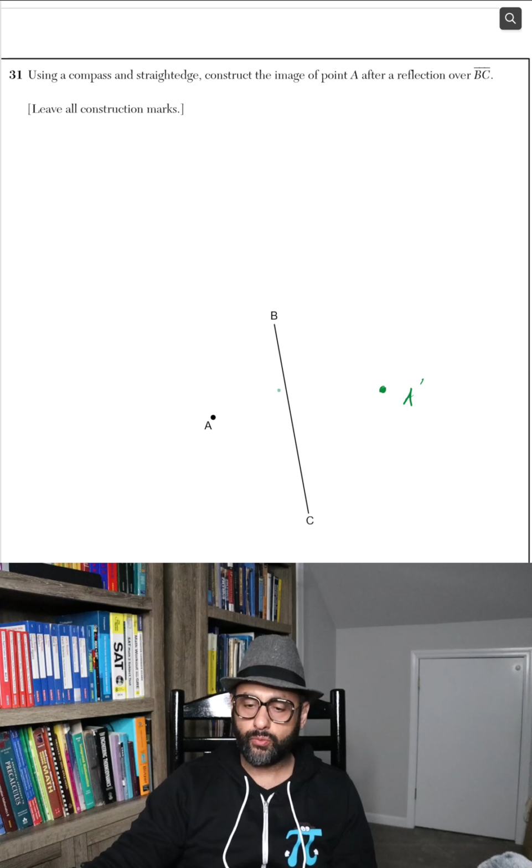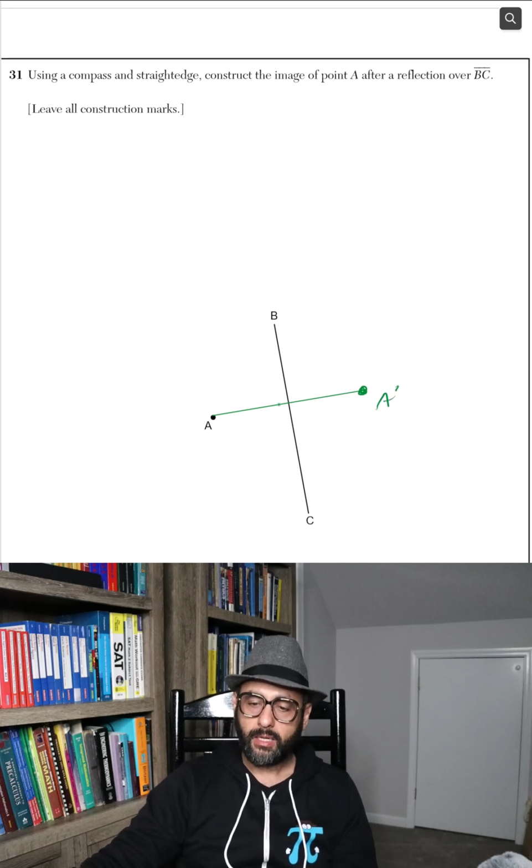But what's true about that point? Well, if you draw this line segment, that's a little too far. Okay, I'm gonna erase this A prime and put it over here. If you draw that there, that is a right angle. What else is true though is that A and A prime are equidistant from B.